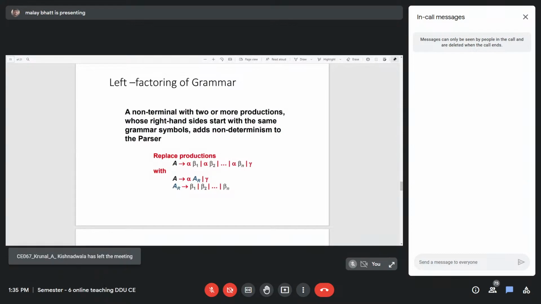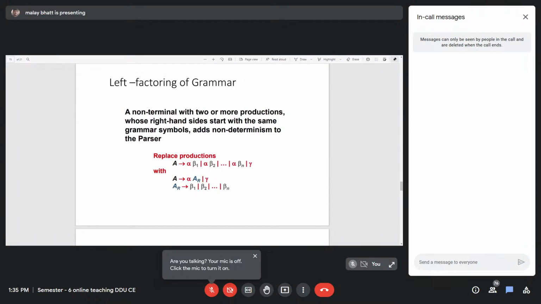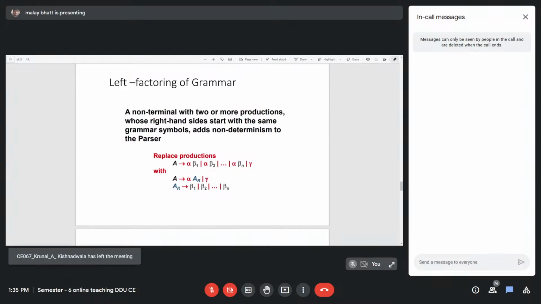Now beta 1 is a string starting with a different symbol, beta 2 starts with some other symbol, and beta n starts with another symbol. So it gives determinism to the derivation process. Up to alpha, the derivation steps are the same because we are always going for leftmost derivation. Up to alpha, everything will be common, so the steps will not affect it.